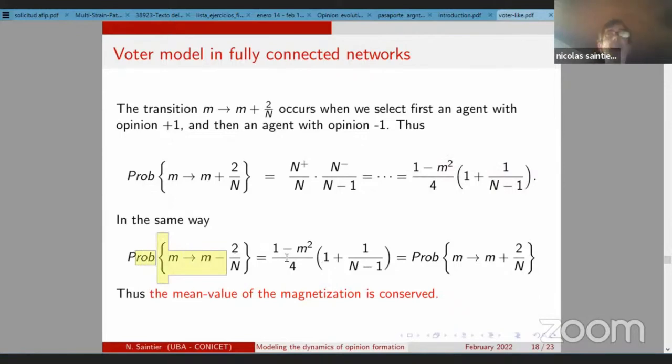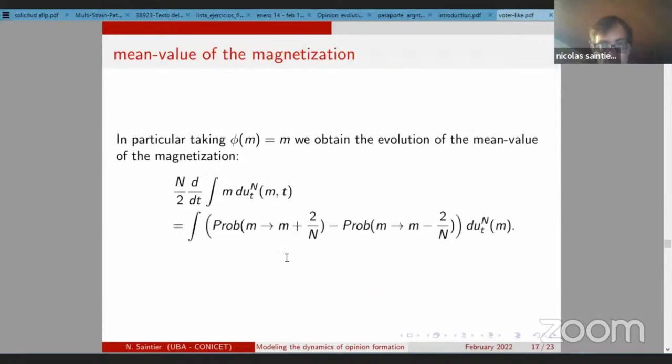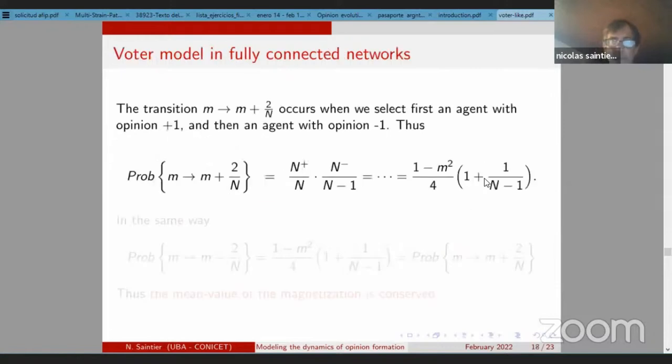We have them explicitly, and in the voter model, these two transitions occur with the same probability because the voter model is essentially symmetrical in the dynamic. So now, if we go back to the mean value of the magnetization, we just saw that these two probabilities are the same. So here on the right-hand side, I got 0. So this means that the mean value of the magnetization is conserved in time.